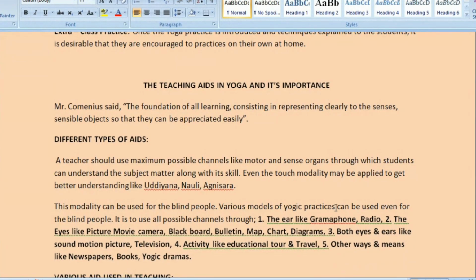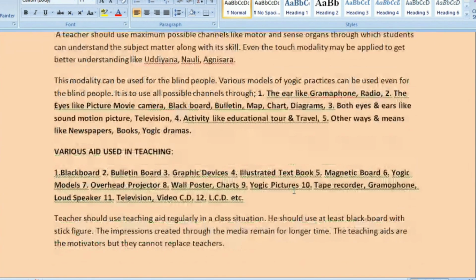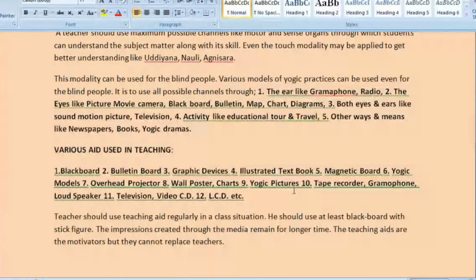A teacher should use the maximum possible channels, like motor or sense organs, through which students can understand the subject matter along with its skill. Even the touch modality may be applied to get better understanding, like Uddiyana, Nauli and Agnisara. This modality can be used for blind people. Various models of yogic practices can be used even for blind people.